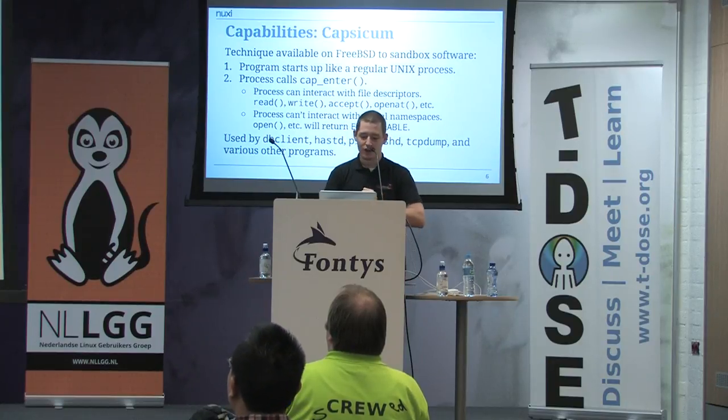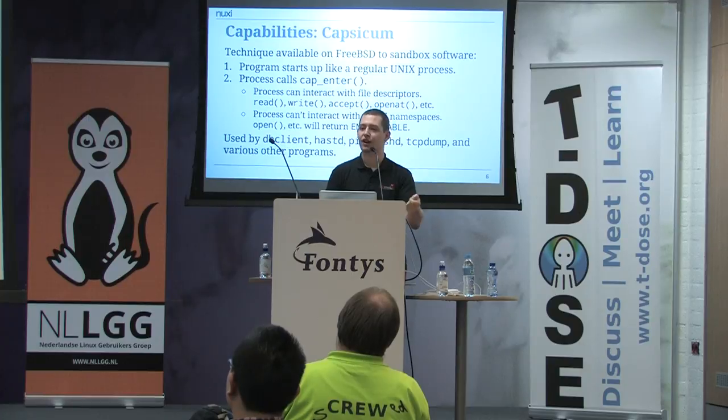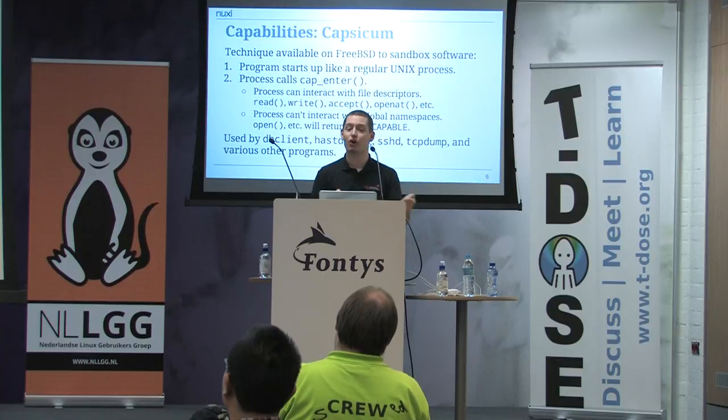So with Capsicum, what happens is tcpdump starts up, it opens the Berkeley Packet Filter device that's used to capture network traffic, and then it just calls cap_enter, meaning that an attacker can only read more network packets through the Berkeley Packet Filter or write stuff over to your terminal.